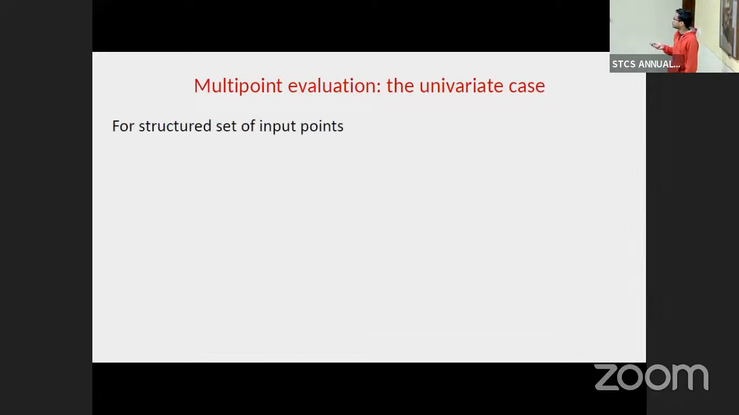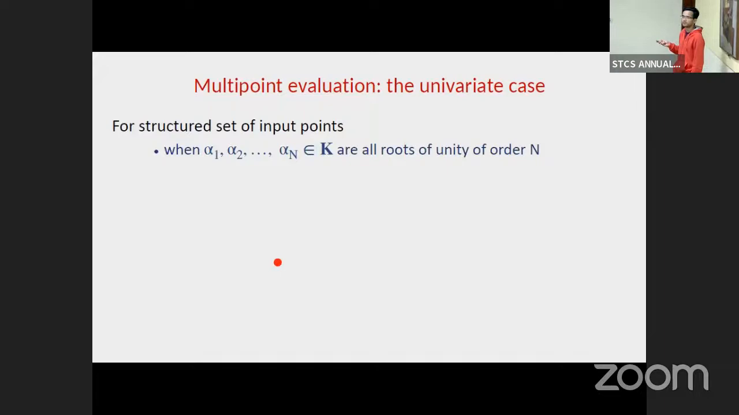If the points alpha i are not arbitrary but have some structure, then this is an algorithm you would have seen at some point in your algorithms class. Suppose the alpha i's are the roots of unity of some order, then we can do this in nearly linear time. Why? What's a 3-word answer? Fast Fourier transform. If the alpha i's are the roots of unity, this is exactly computing the discrete Fourier transform. You can use the FFT.